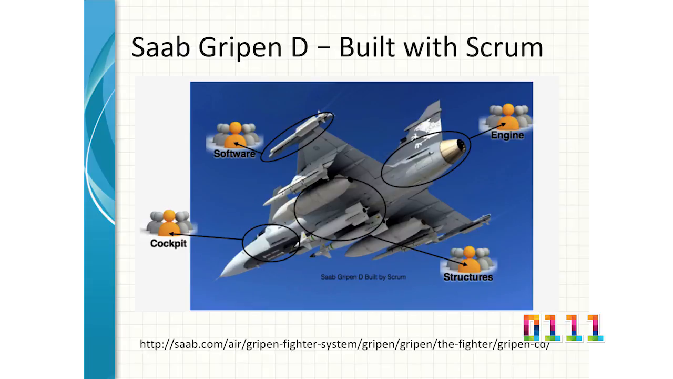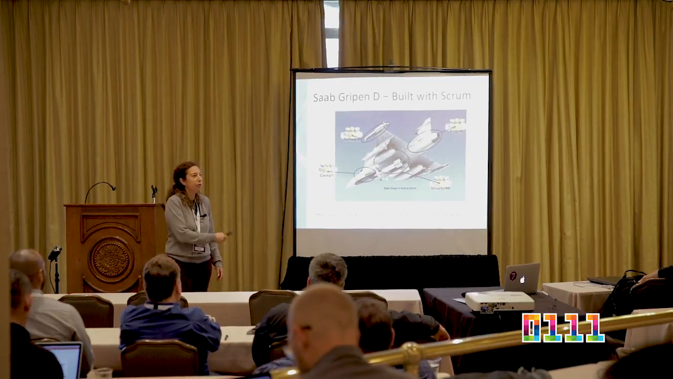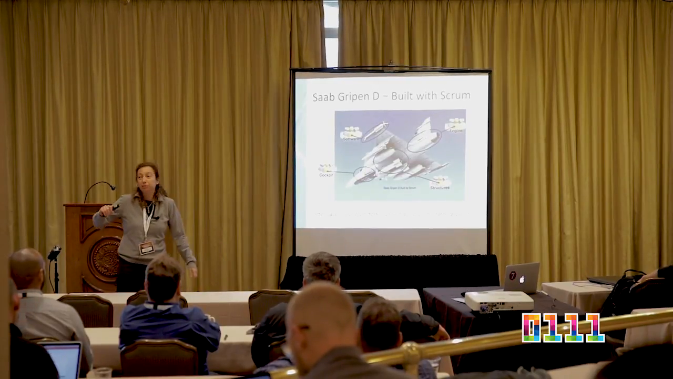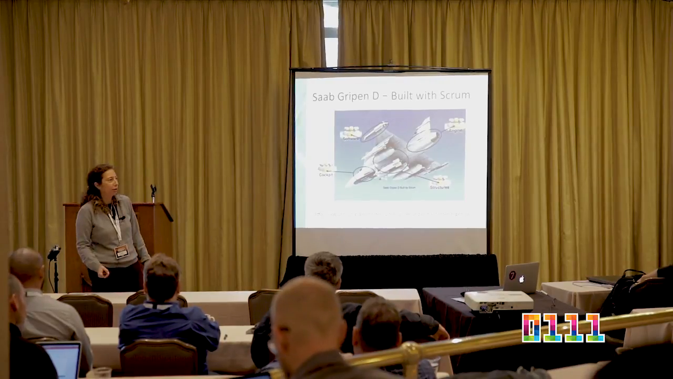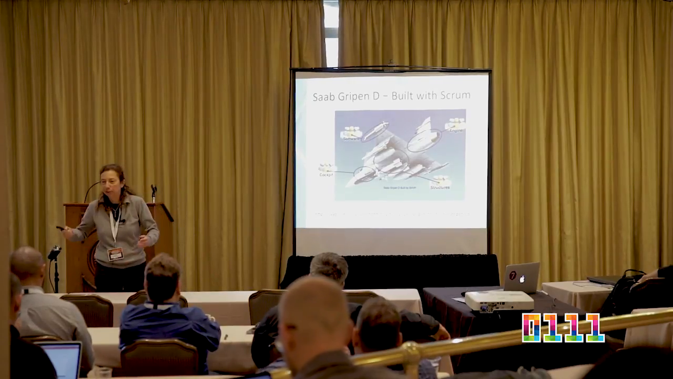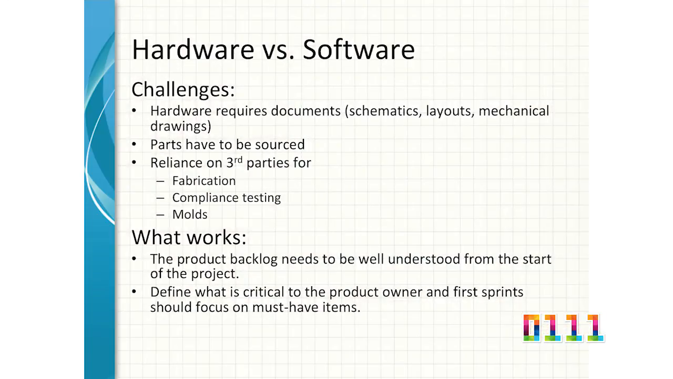So, to give an example, Saab developed a fighter jet using Scrum teams. So if Saab can do it with a fighter jet, why can't you do it with a Roomba or a smart scale or a defibrillator or a pacemaker or a monitoring system or anything else that you might be building, or a guitar amplifier? Well, there are challenges. It's true, right? So you want to address the challenges right up front.